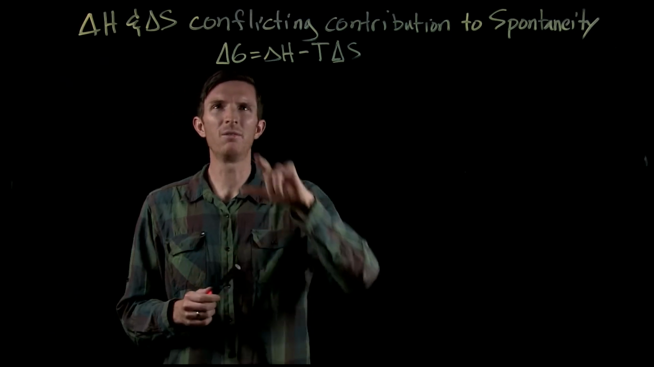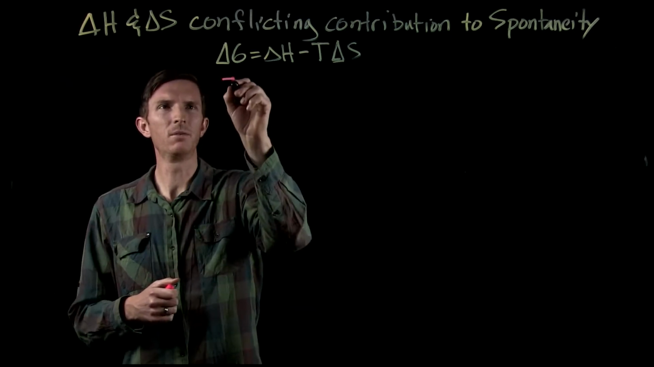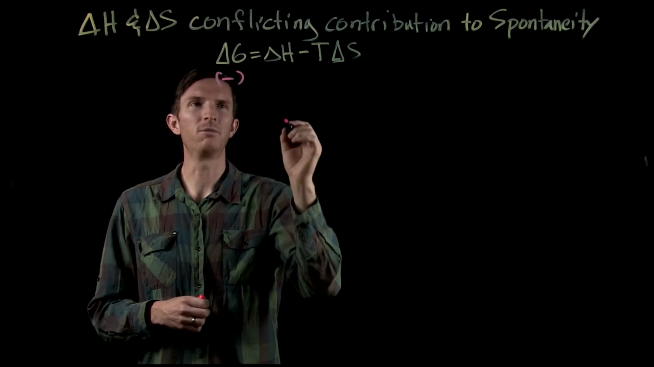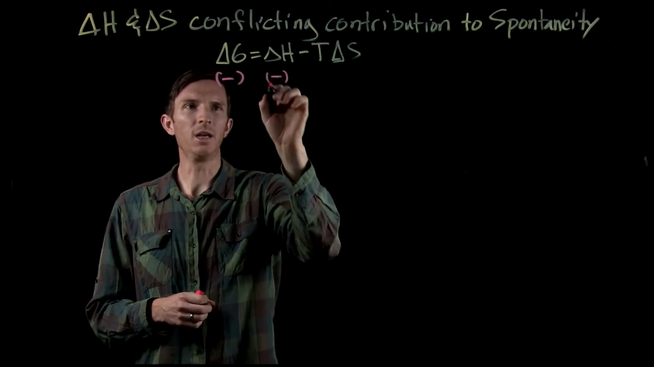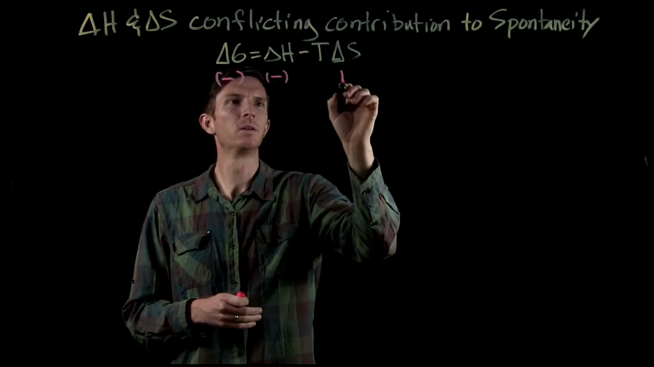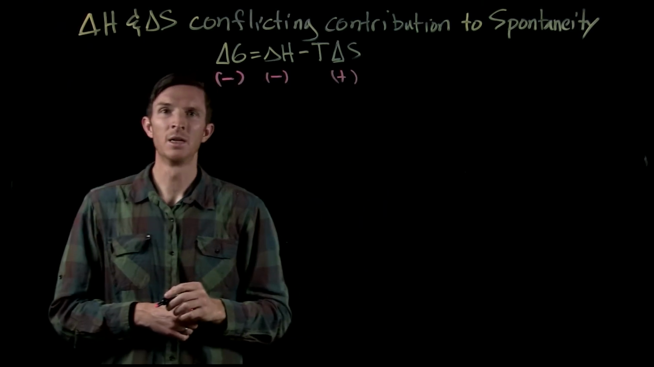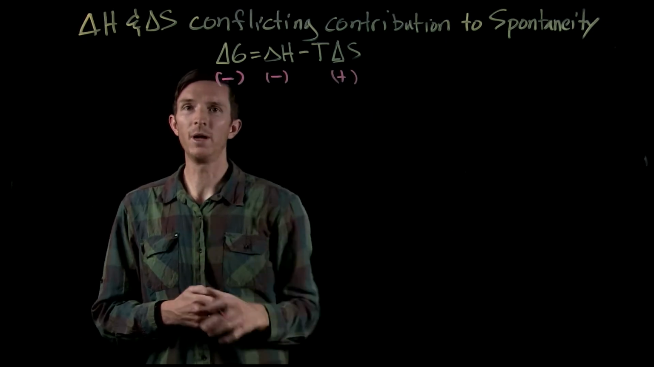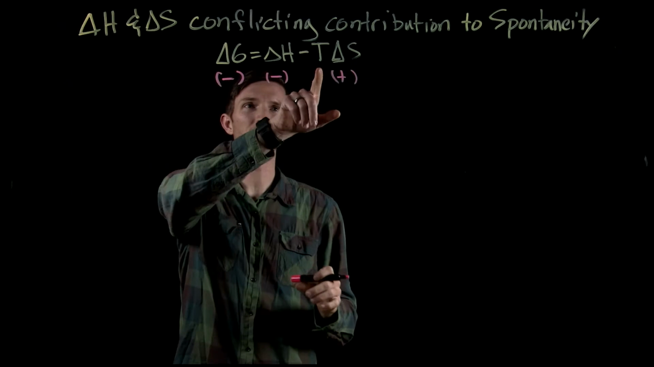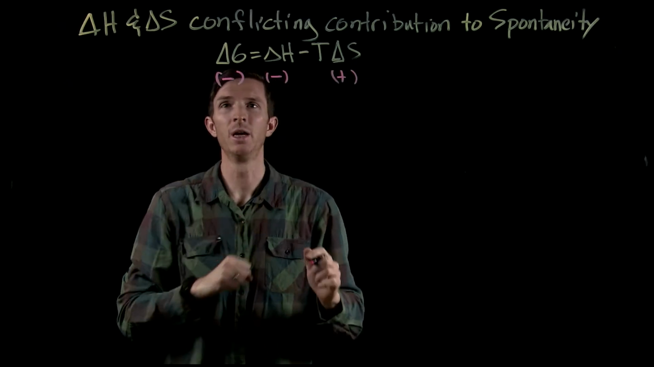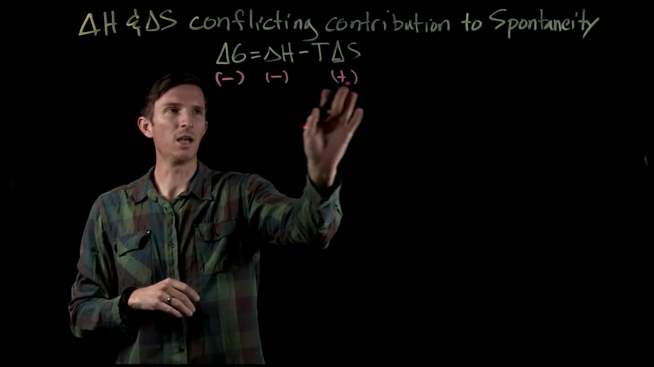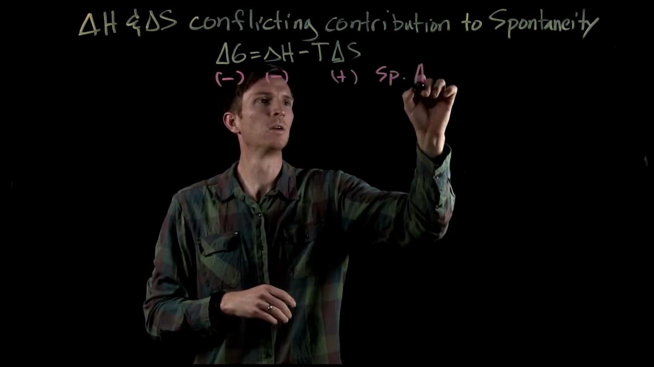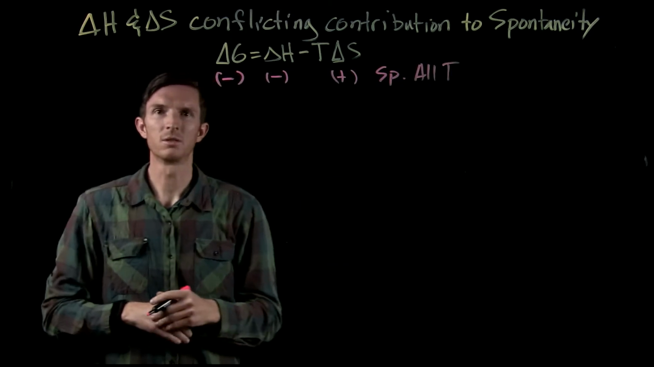So if we want to have a negative delta G, right, that would be a spontaneous process. Well, that could happen if we have a negative delta H, right, and a positive delta S. That means that, no matter the temperature, our reaction is spontaneous because this is always a positive value. It's in Kelvin, right? So here, if we have a negative delta H, negative delta S, okay, we'll notice that this is spontaneous for all temperatures.